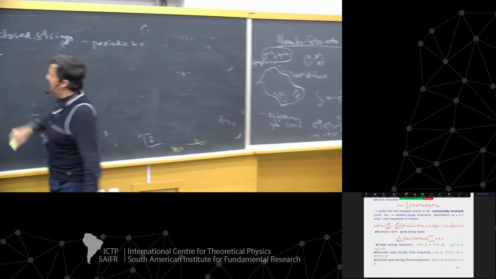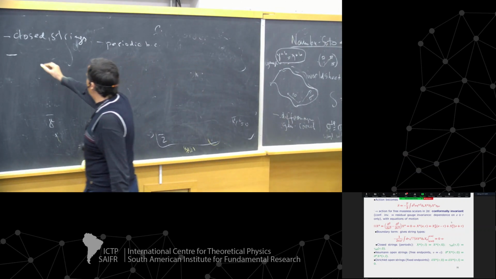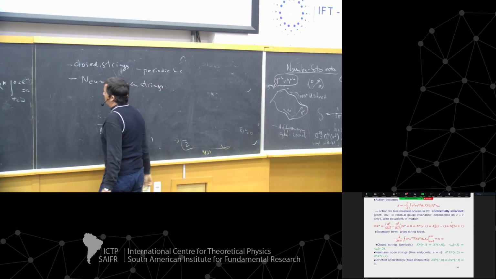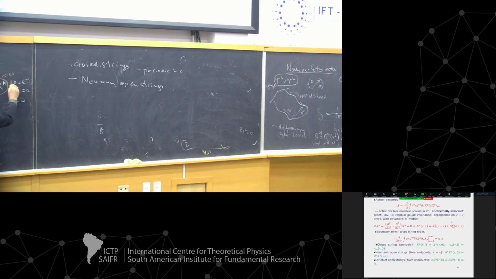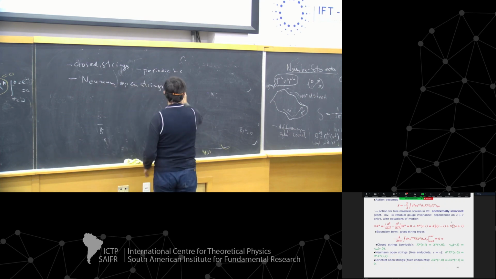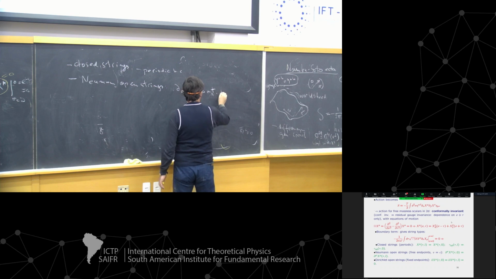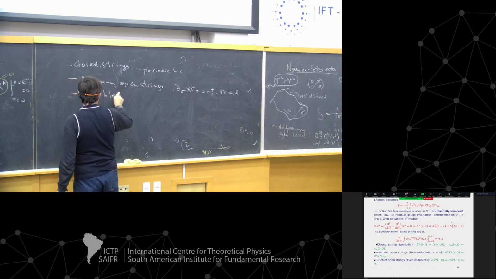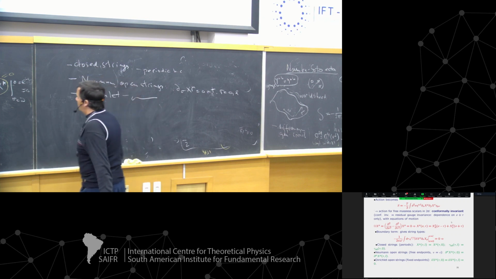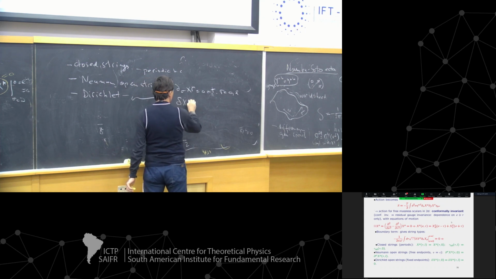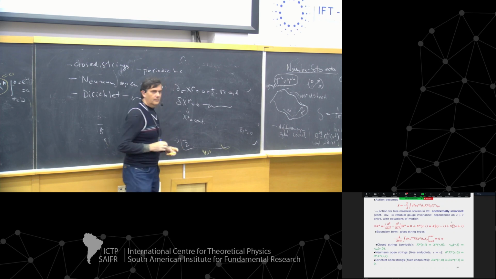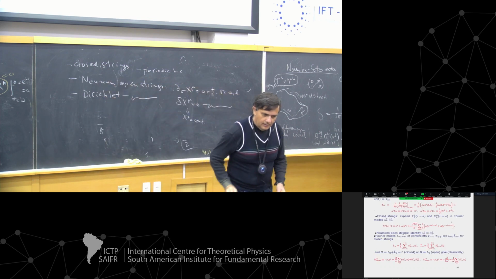So that's a possibility. The other is Neumann open strings, which amounts to putting this equal to 0 at the boundaries. So partial_sigma x^mu equal to 0 at sigma equal to 0 and L. And also Dirichlet open strings, which amounts to putting this to 0. That's also a possibility. So delta x^mu equal to 0 at 0 and L, which means x^mu equal to some constant. Okay, so those are the possibilities.